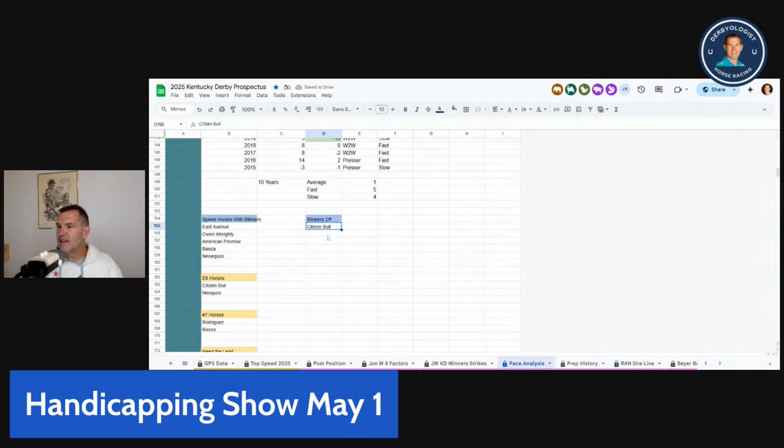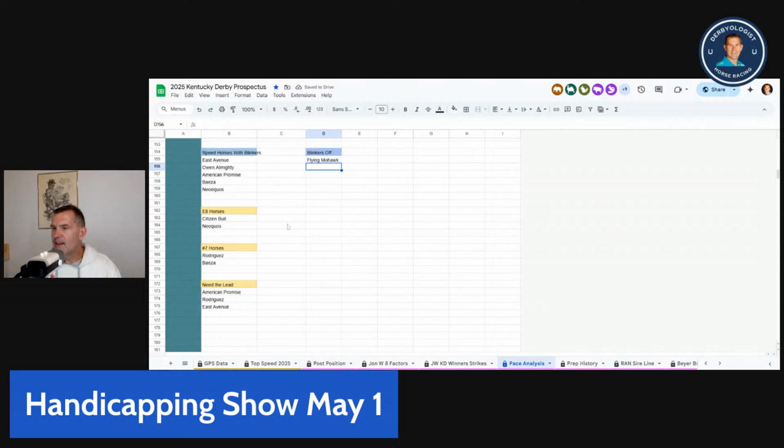Citizen Bull actually is going to keep the blinkers off, but they did announce that Flying Mohawk is going to race with the blinkers off. He's worn them the last 5 times. And then here's your E8 horses, Citizen Bull and Neokos. Then I've got a prep history.